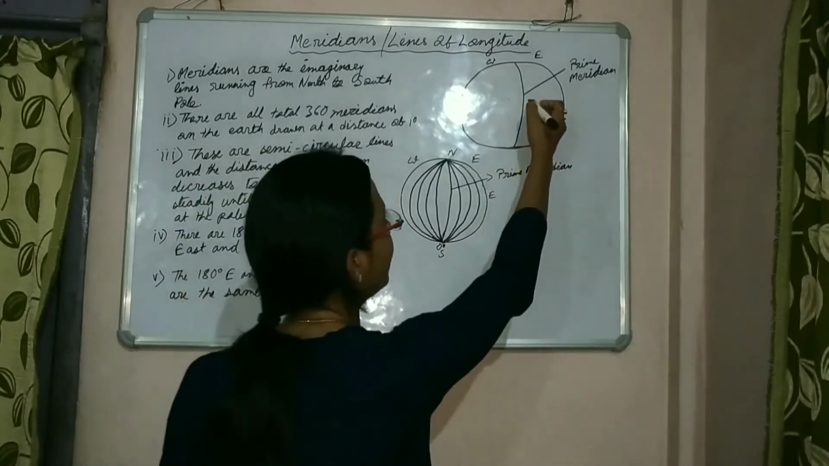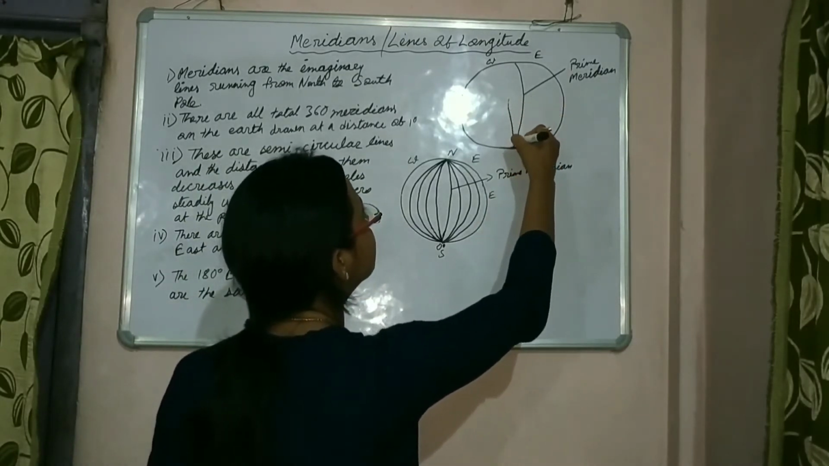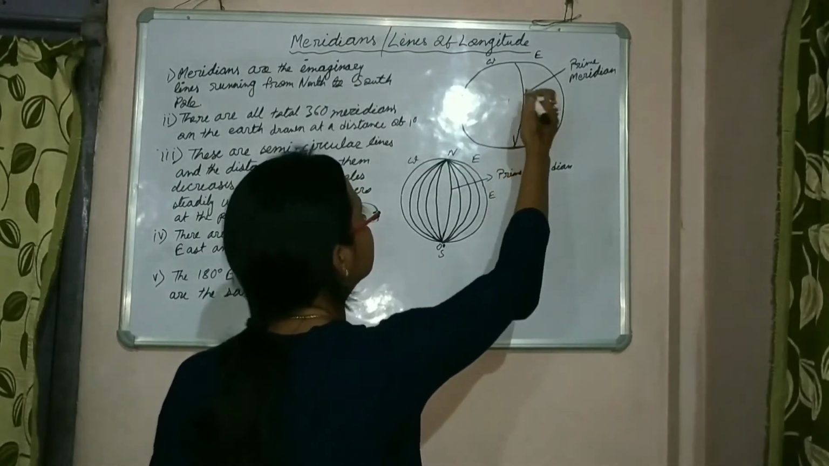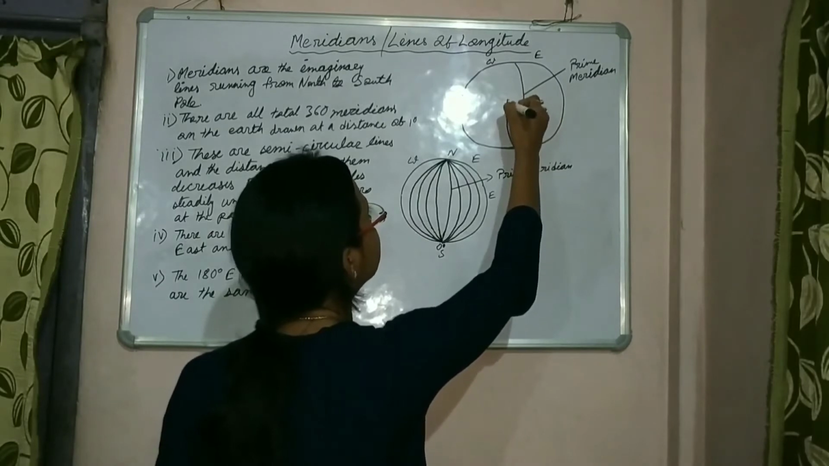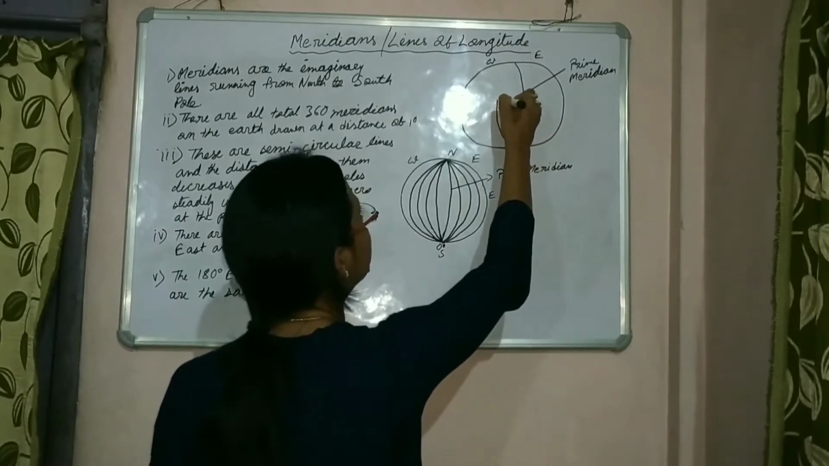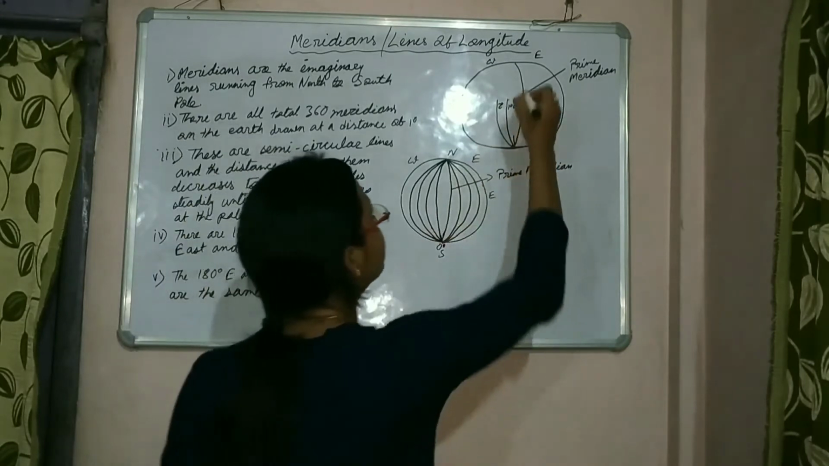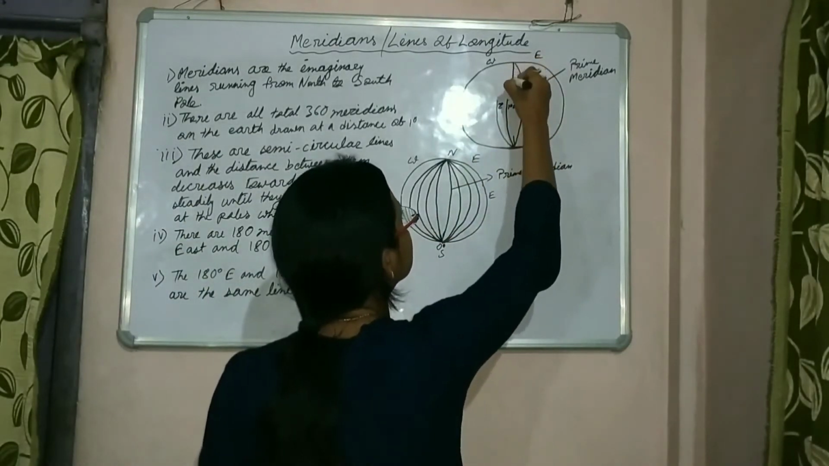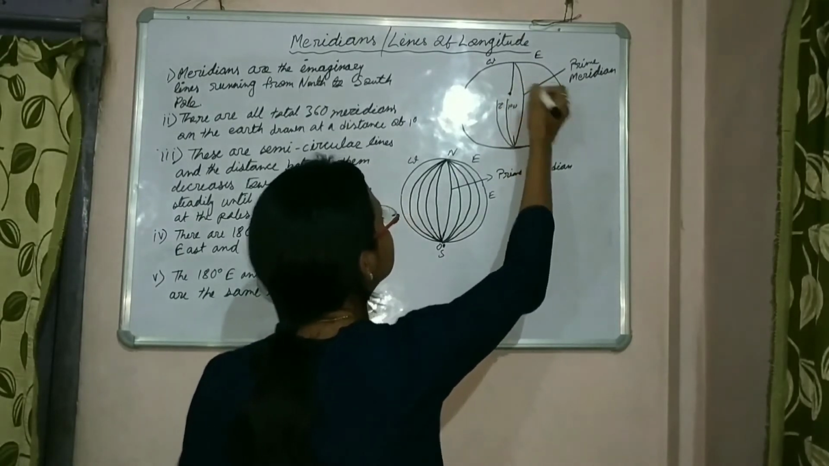So here you see, I have drawn the prime meridian. Let's take another meridian here, and take it as the 1 degree west meridian. Another one here, take it as the 2 degree west meridian. For both meridians I am drawing half of the meridian to make you understand. Now mark the center of the earth and make a line joining it with the center.